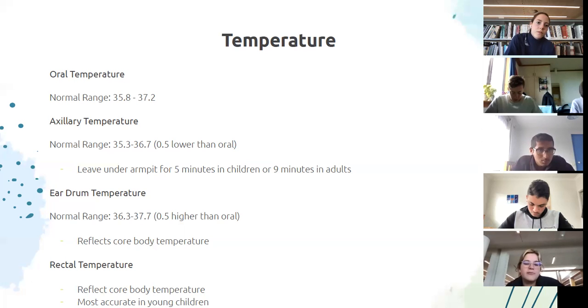What is probably important to know is that the eardrum and the rectal both reflect the core body temperature, whereas the others, as you can see, are all a little bit different. The oral is a little bit lower than the eardrum and the rectal. You'd also never really be expected as a student to check the rectal temperature of a young child at this stage. So it's important to know, but you probably won't be doing that.